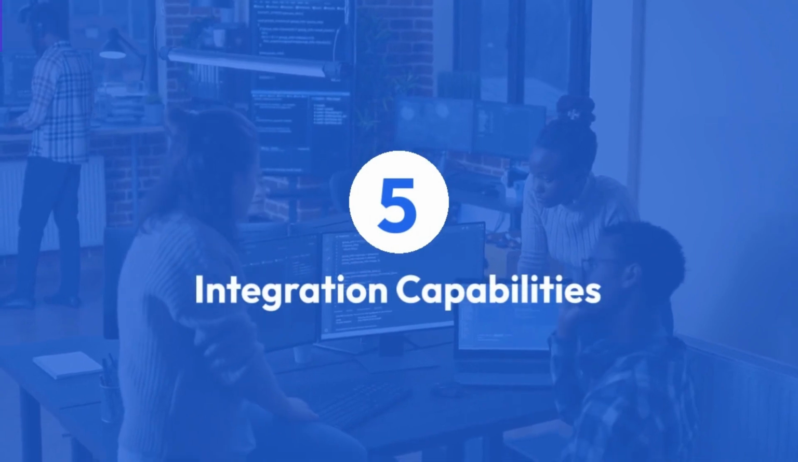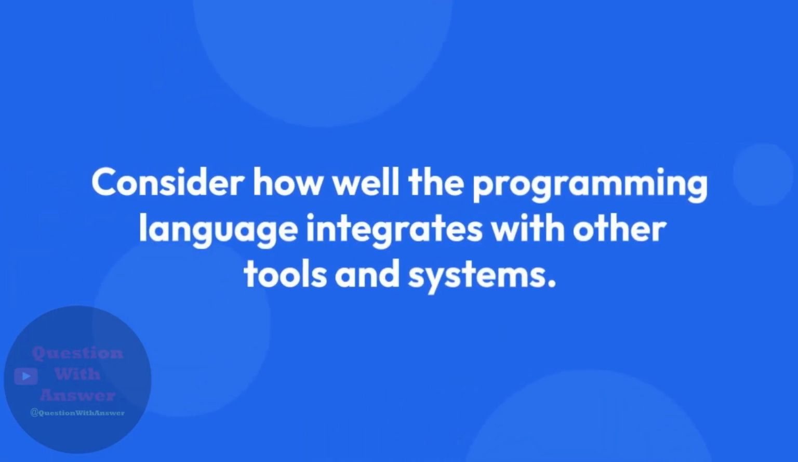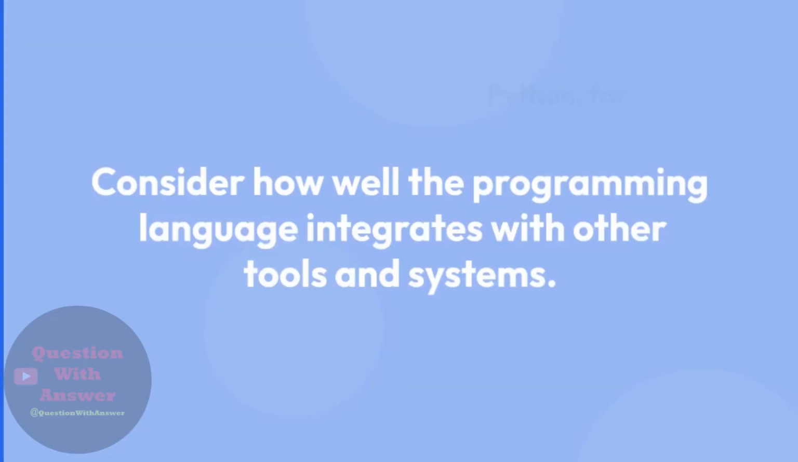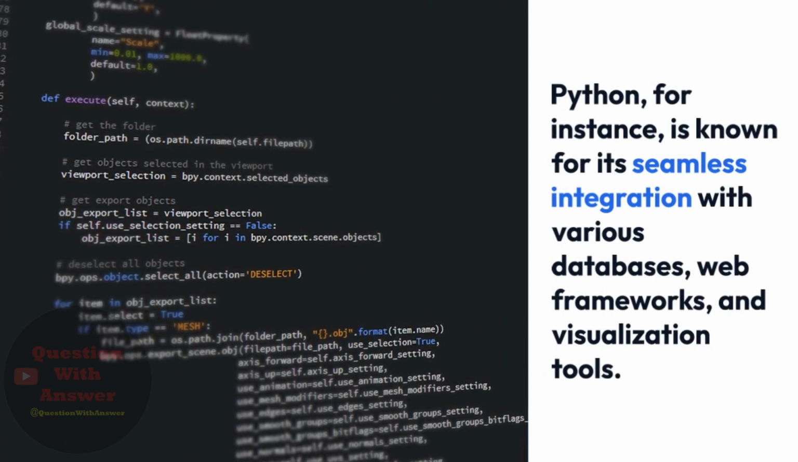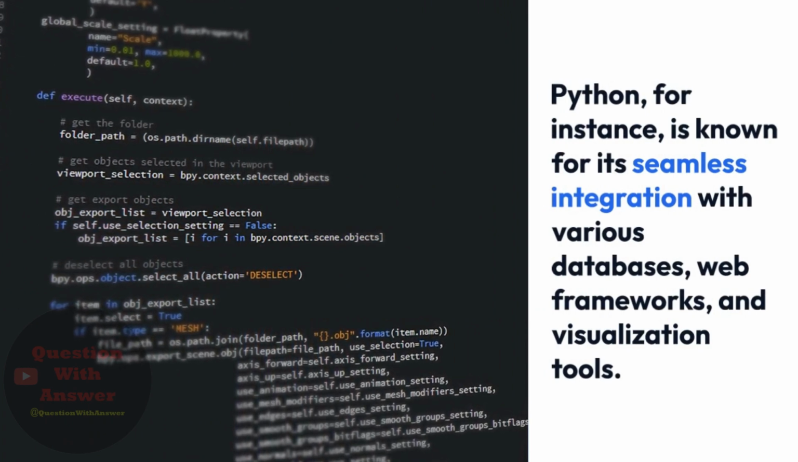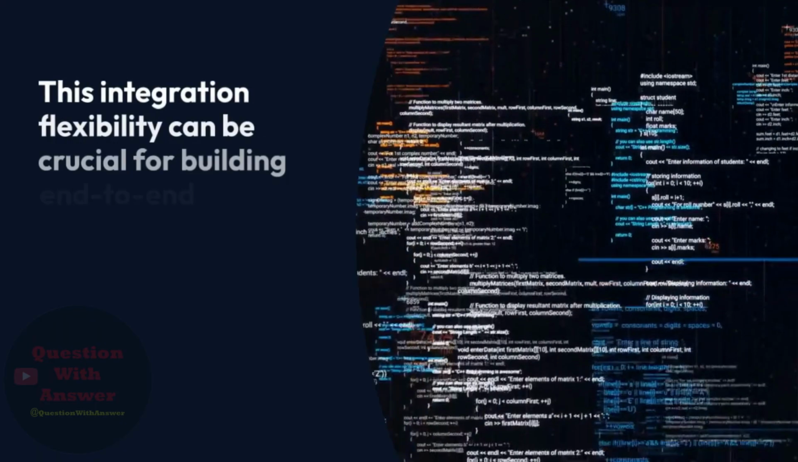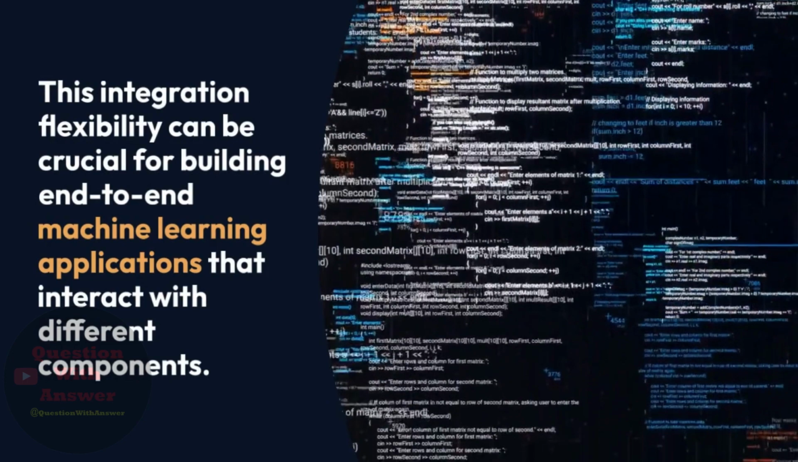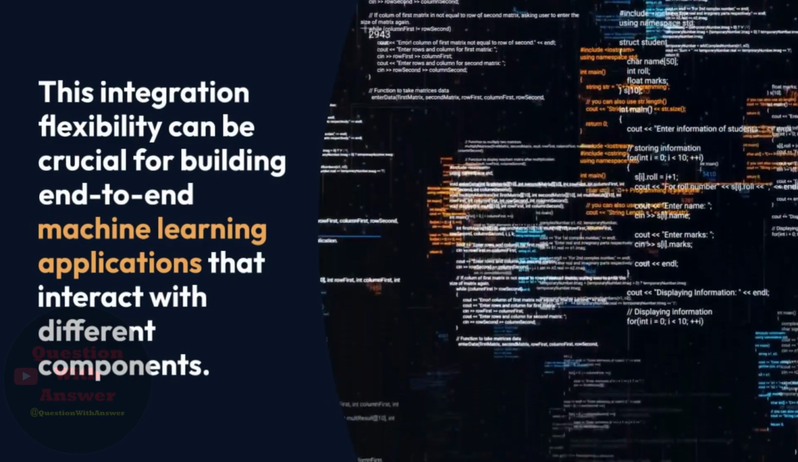5. Integration capabilities. Consider how well the programming language integrates with other tools and systems. Python, for instance, is known for its seamless integration with various databases, web frameworks, and visualization tools. This integration flexibility can be crucial for building end-to-end machine learning applications that interact with different components.